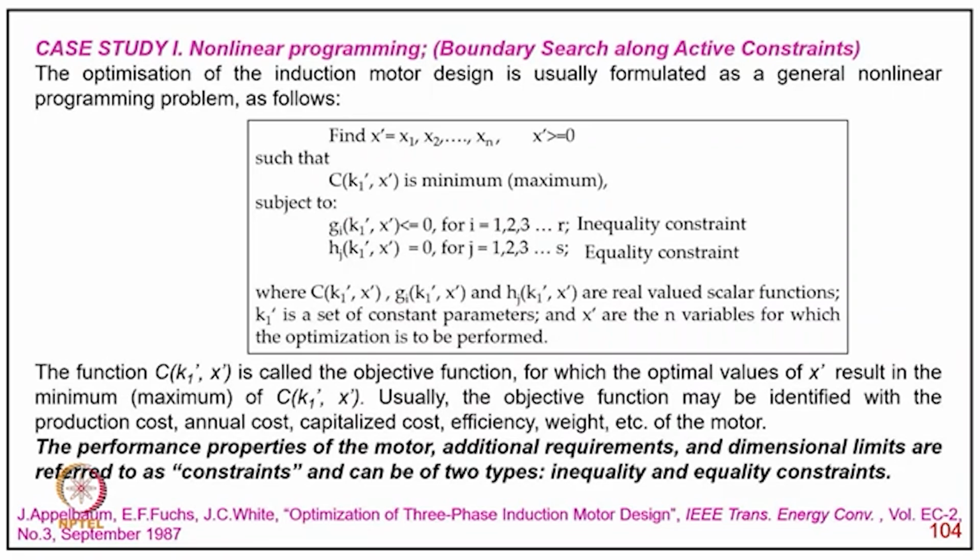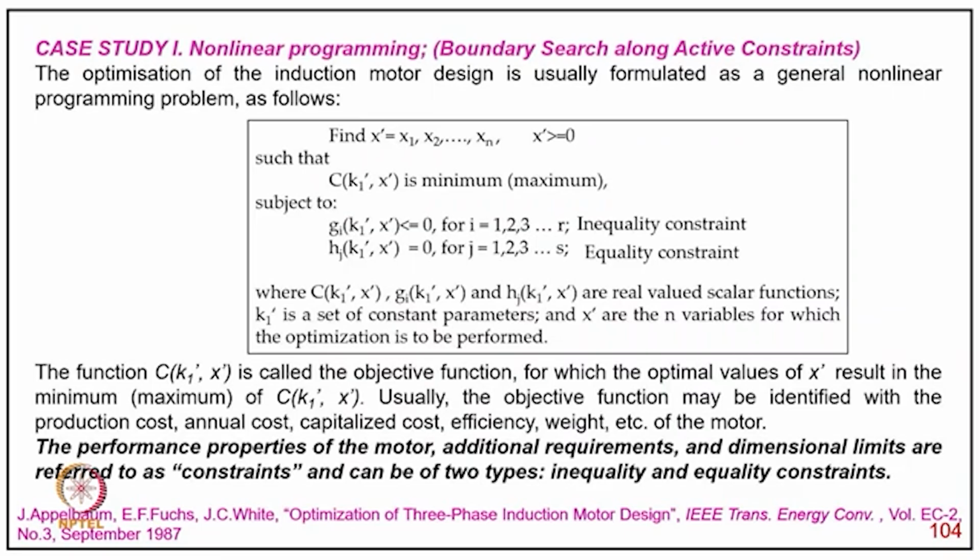And then you have a constraint, which is of the nature less than 0, an inequality constraint, or equal to 0, which is an equality constraint. Most of the time the objective function and inequality constraints are real-valued scalar functions, and k dash is the constant parameter and x dash is the n variables for which the optimization is performed. The function, objective function C as a function of k dash, a specific set of constant parameters, and n variables, is called the objective function, for which the optimum value of x dash results in typically the minimum or maximum of the objective function value.